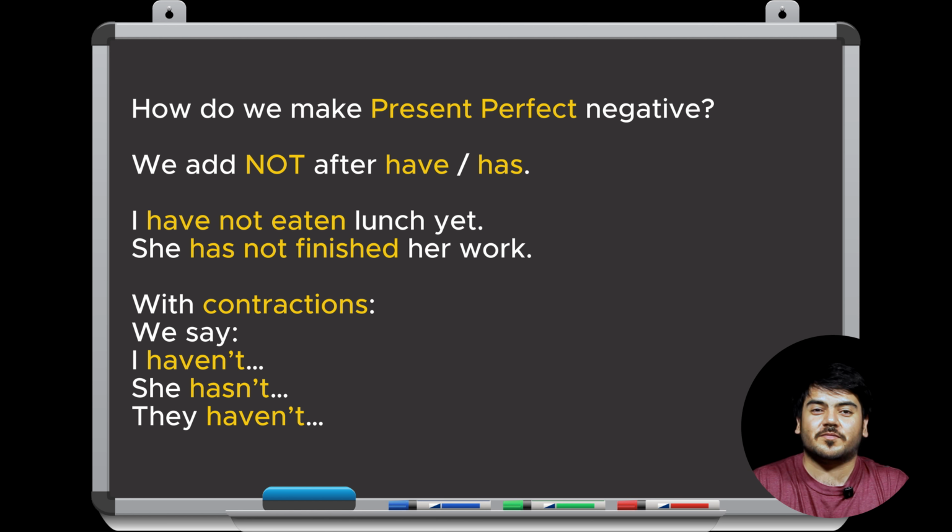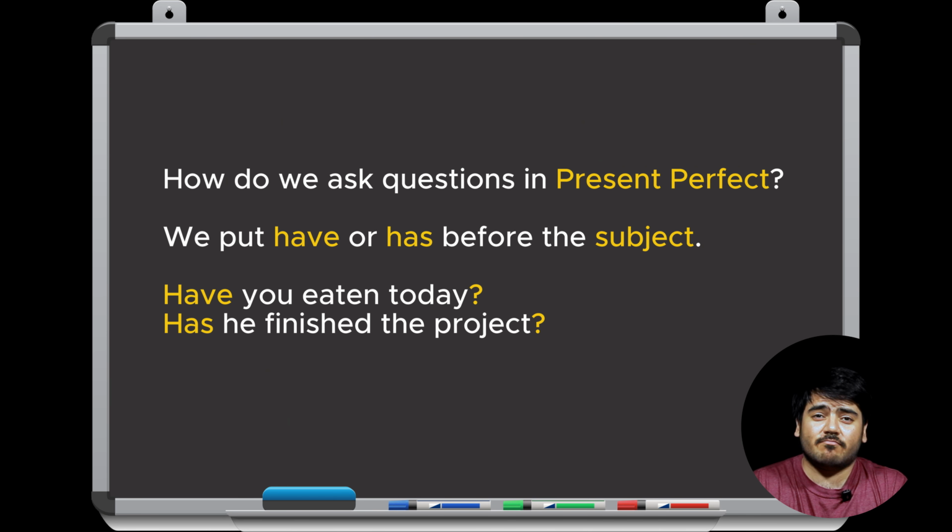How do we make present perfect negative? We add not after have or has, like I have not eaten lunch yet, or she has not finished her work. With contractions, we say I haven't, she hasn't, they haven't. How do we ask questions in present perfect? Well, we put have or has before the subject, like, have you eaten today? Has he finished the project?